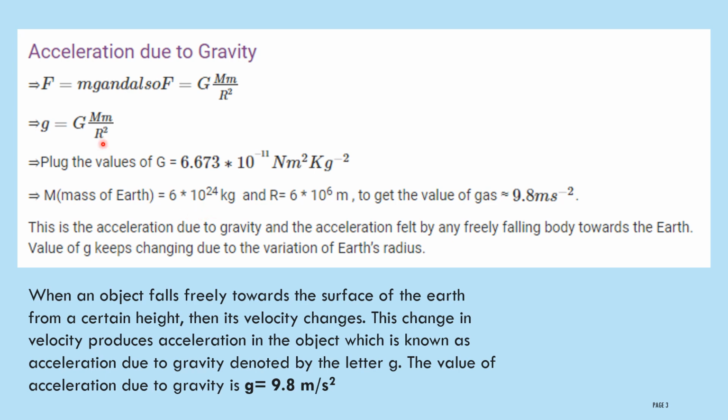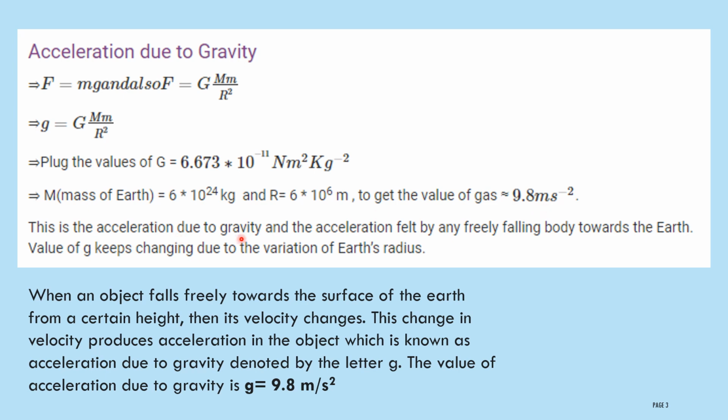Then this R indicates the radius of the earth. It is equal to 6 times 10 to the power of 6 meters. Then this small m indicates the mass of the object. If you substitute all these values, you will get the acceleration due to gravity g. Its value is 9.8 meter per second square.